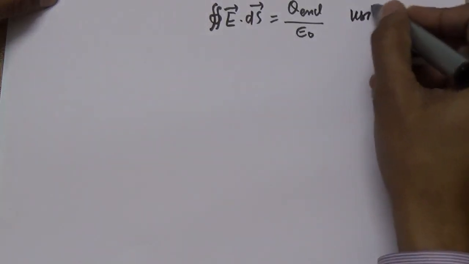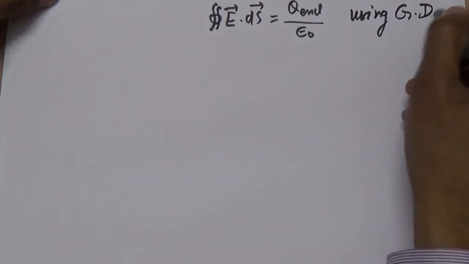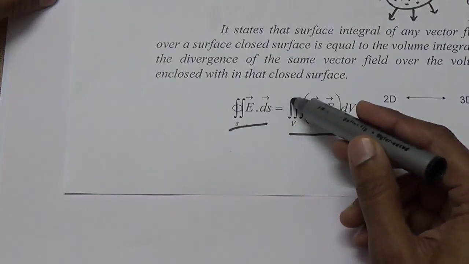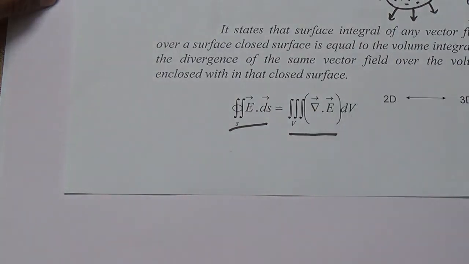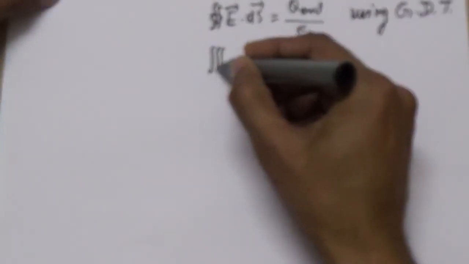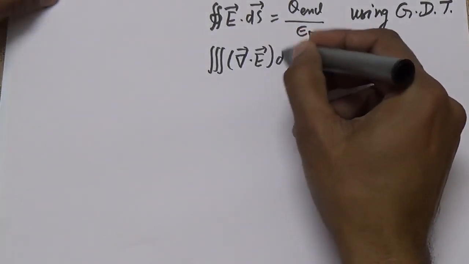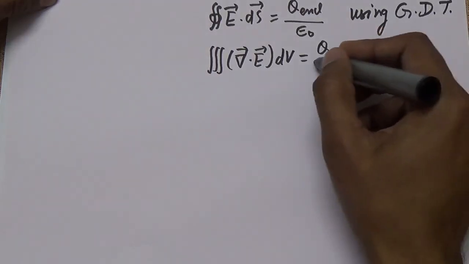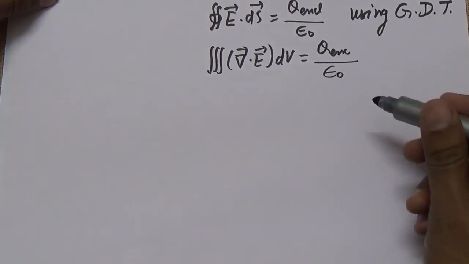So using the Gauss divergence theorem, you have seen the formula: closed surface integral E dot ds is equal to volume integral divergence of E dV. So instead of the left hand side, I can write directly the volume integral of divergence of E dV, and the right hand side the same as it is, Q upon epsilon naught.